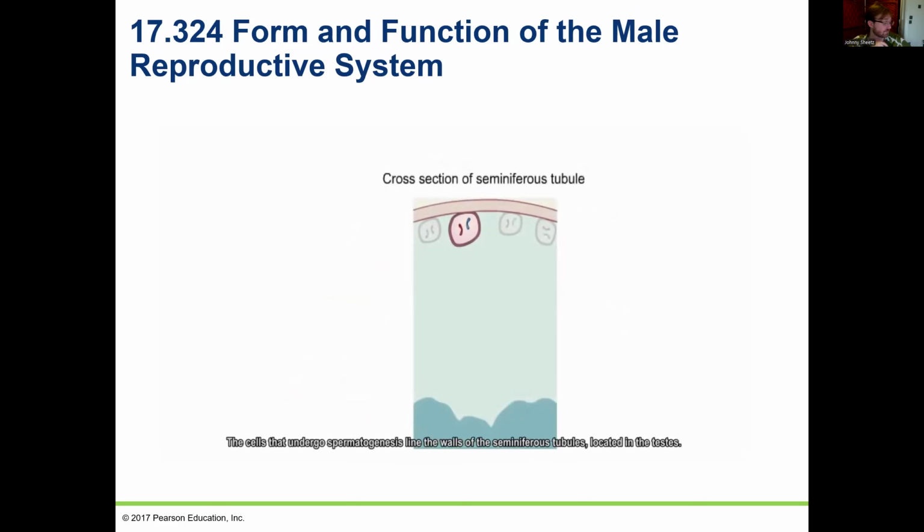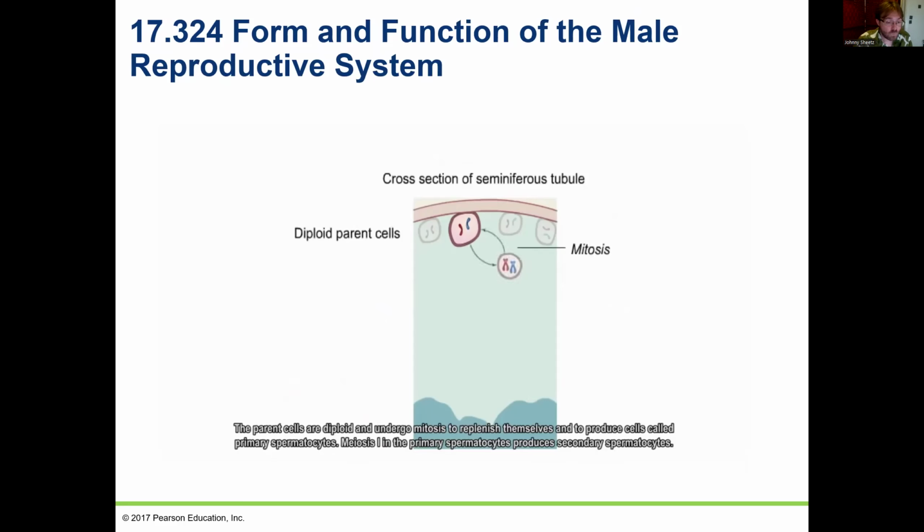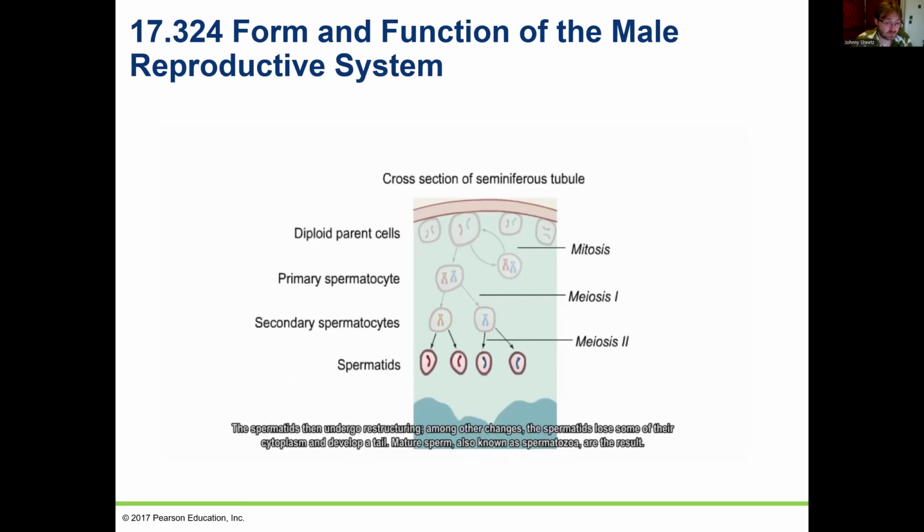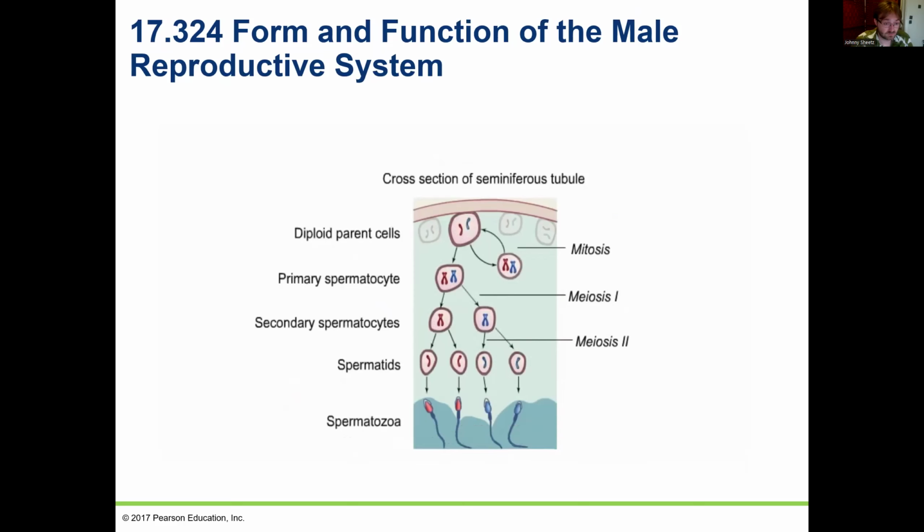The cells that undergo spermatogenesis line the walls of the seminiferous tubules located in the testes. The parent cells are diploid and undergo mitosis to replenish themselves and to produce cells called primary spermatocytes. Meiosis I in the primary spermatocytes produces secondary spermatocytes. Meiosis II in the secondary spermatocytes produces haploid spermatids. The spermatids then undergo restructuring. Among other changes, the spermatids lose some of their cytoplasm and develop a tail. Mature sperm, also known as spermatozoa, are the result.